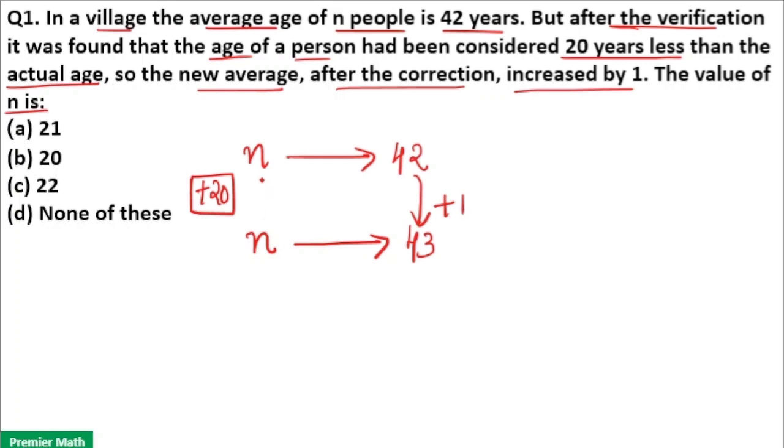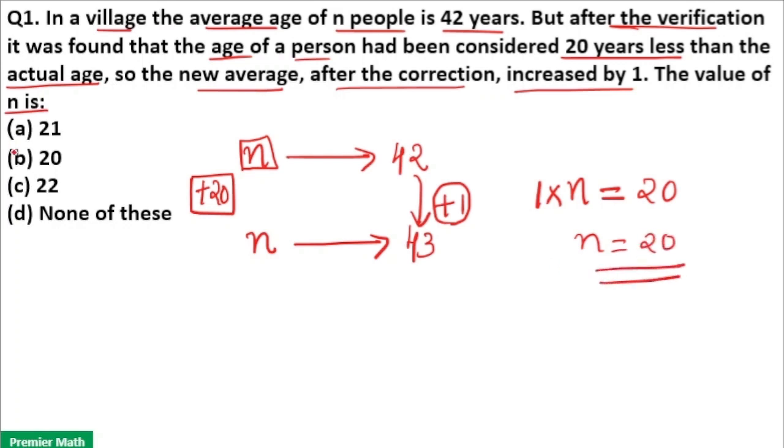Now you can see when left hand side difference is 0, that is n minus n is 0, in that case, right hand side difference, that is 1, into left hand side top number. Left hand side top number is n, which is equal to the added data, that is 20. So here n is equal to 20. Option B is your answer.